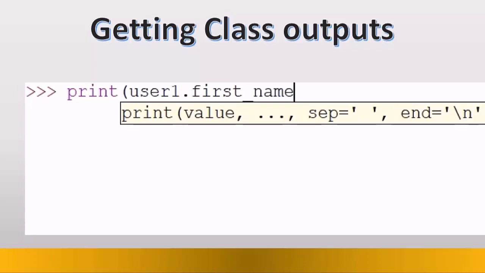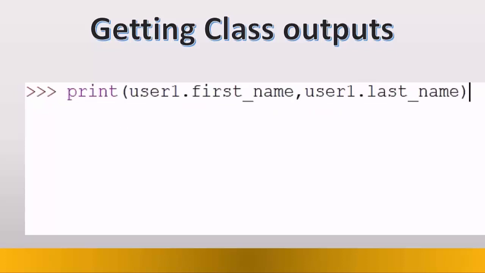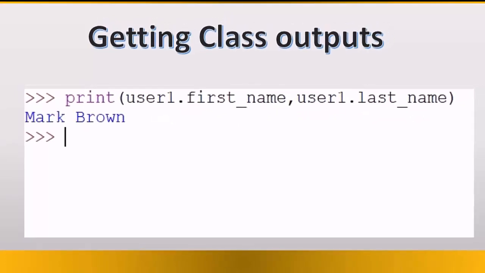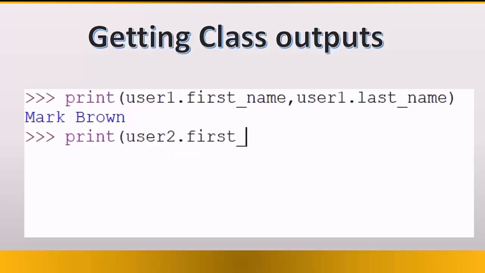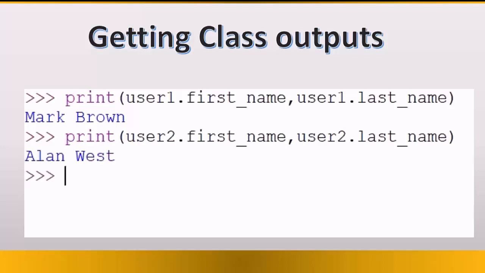So you can do that for all of the variables of all of the instances, or those that you need. Here we need first and last name of the first user and the first and last name of the second user. We use 2 different print functions in order to separate them. Mark Brown was the first user's first and last name, and Alan West was the first and last name of the second user. So this is a simple way of creating class instances and variables, and also assigning data to them.